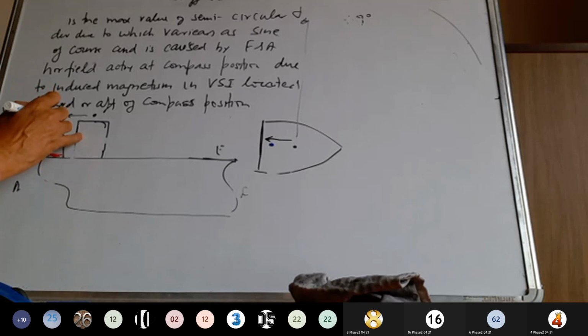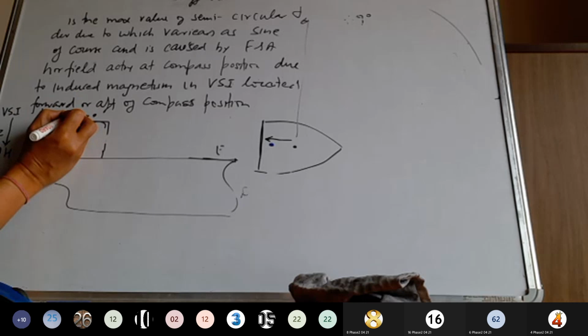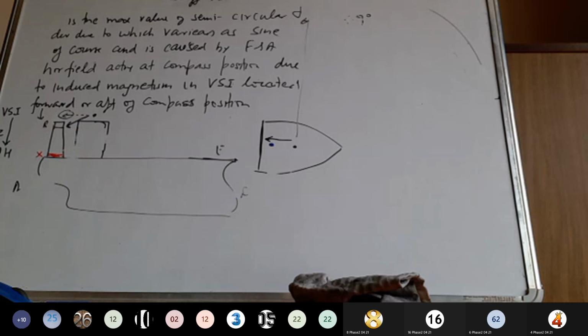Even if the compass is located slightly below, then this will become blue, and because of that the force will act in this direction. Of course, it will have a horizontal component, and this horizontal component will cause the deviation. Even if this force is acting in some oblique direction like this or this, it will have a horizontal component. But for our illustration, we will always take the top of the funnel in the same plane.